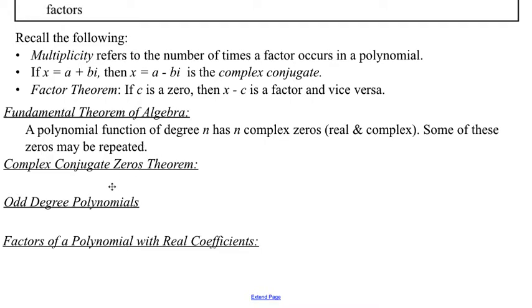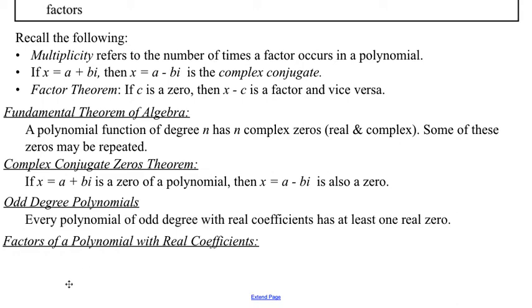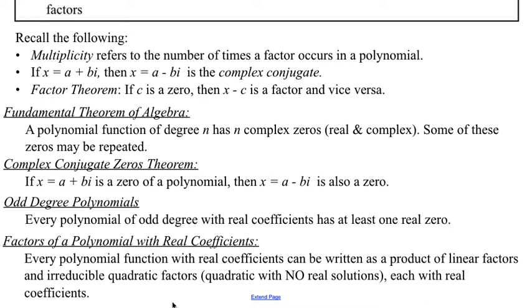The complex conjugate zeros theorem says that if we have a plus bi as a zero, or a factor of a polynomial, then a minus bi is also a zero. Our odd degree polynomial property says that every polynomial that is an odd degree with real coefficients has at least one real zero. And factors of a polynomial with real coefficients, this is the one that we're going to focus on in this lesson.